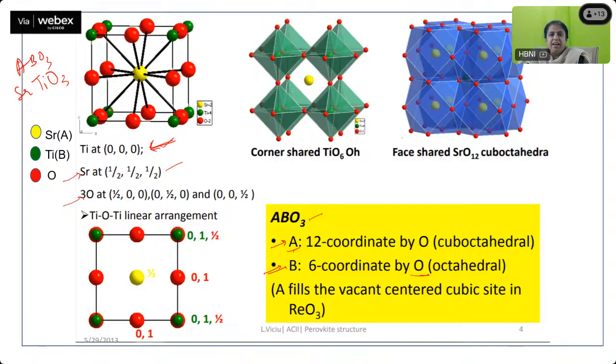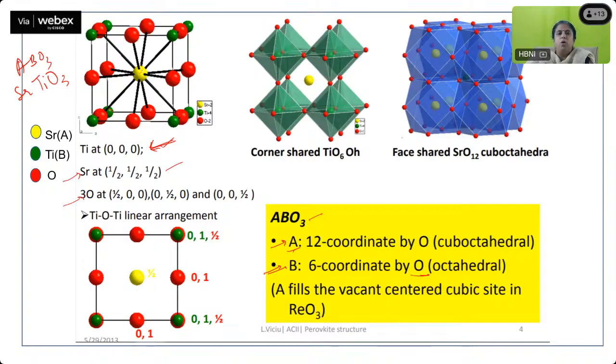Coordination number of A is 12 by oxygen. How? Easy to see. Here A is at the center. You have 12 edges around it, and each edge has got oxygen at the center. So A is 12 coordinated by oxygen.